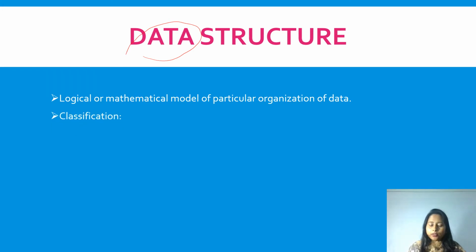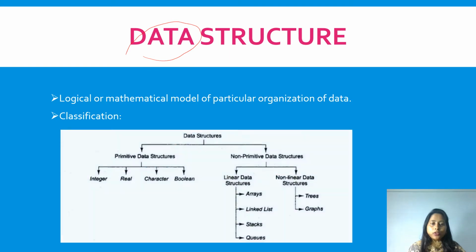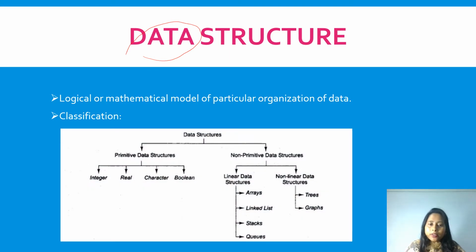The data structure is further classified into two types. First is primitive data structure and second is non-primitive data structure. Primitive data structure consists of basic data types like integer, real, character and boolean. Non-primitive data structure is further divided into two parts: one is linear data structure, another is non-linear data structure.